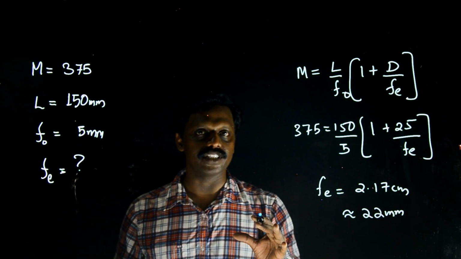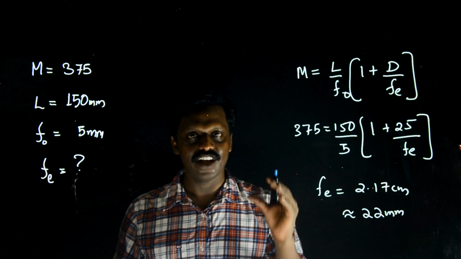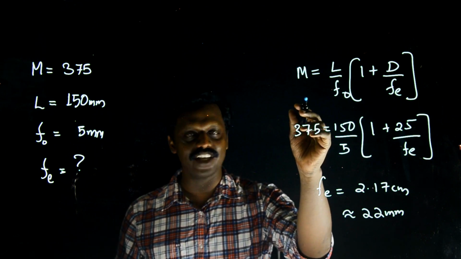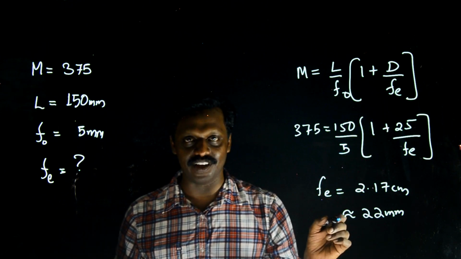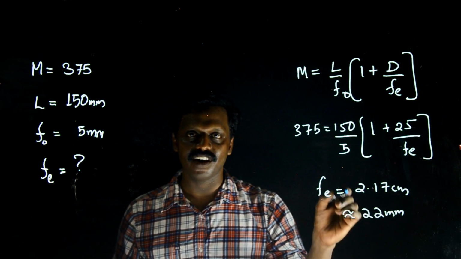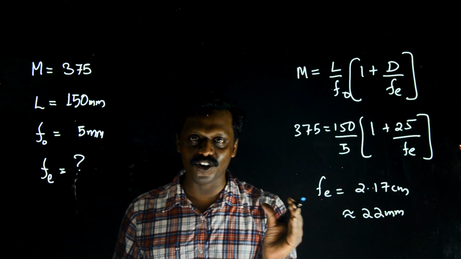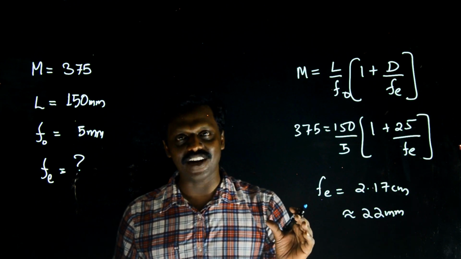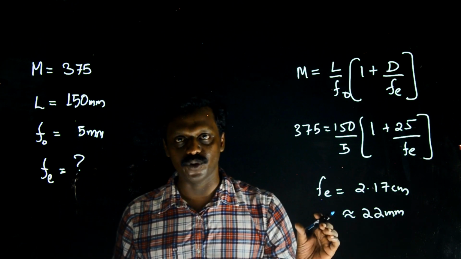Now another method. Considering the image to be formed at infinity, we have the formula M is equal to L divided by fo multiplied by D by fe. In that case, the answer comes much nearer, which is 22 millimeter. Since the answer options are not closely placed values, you can easily arrive at the answer as option 22 millimeter.